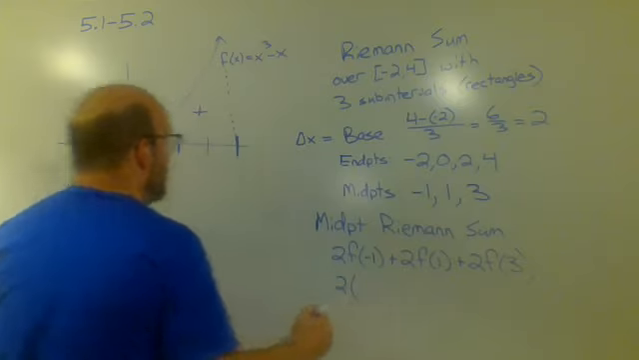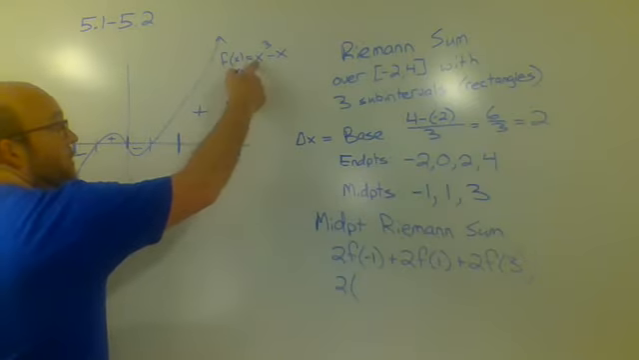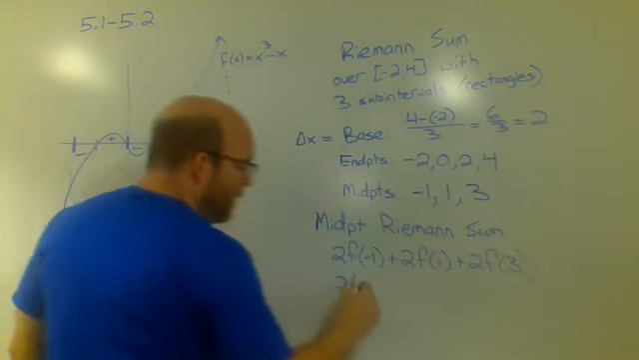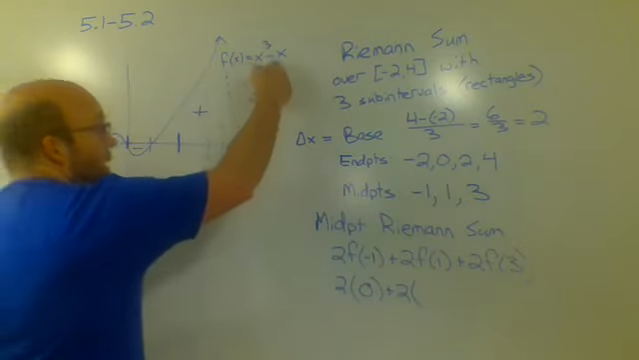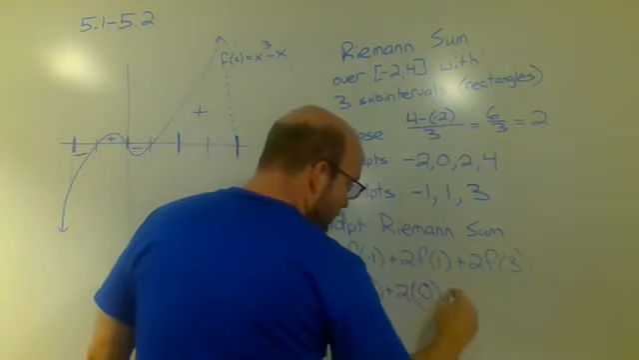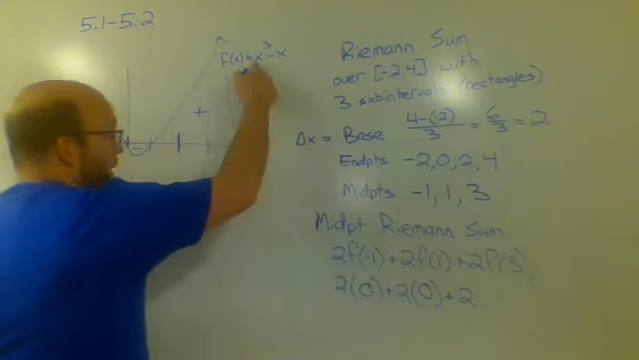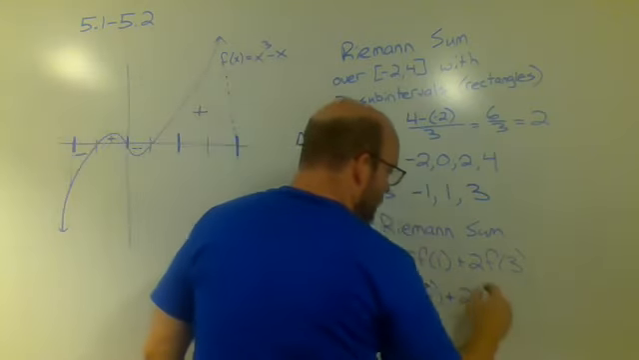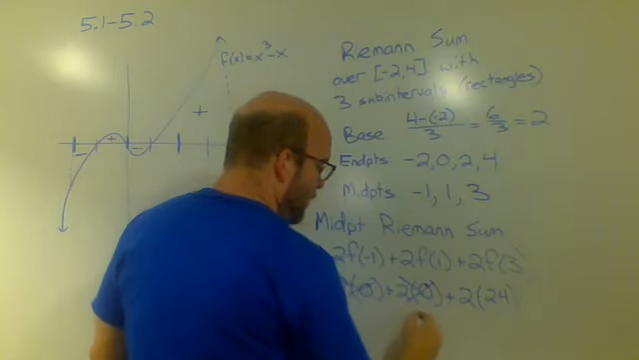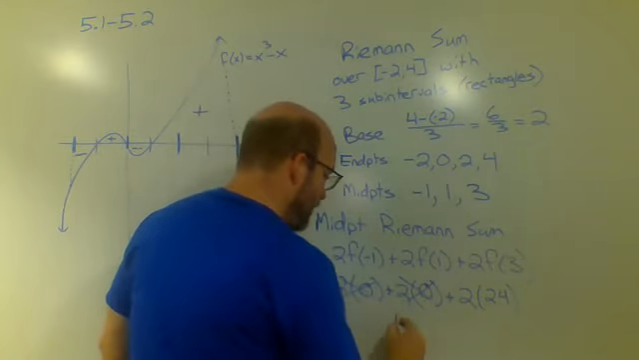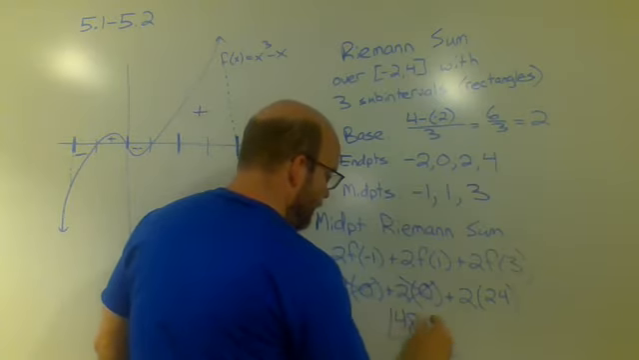If I put in -1, -1 cubed is -1, minus the -1, it's going to give you a 0. Again, watch your signs there. I put in 1 cubed is 1, minus 1 is another 0. And then 3 cubed is 27, minus 3 is 24. Of course, the first 2 just disappear, and 2 times 24, hopefully you guys can see this, is 48.